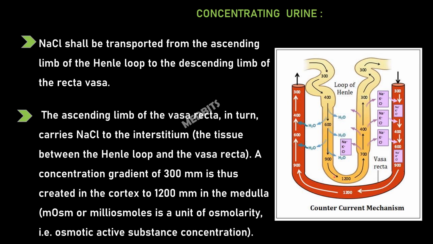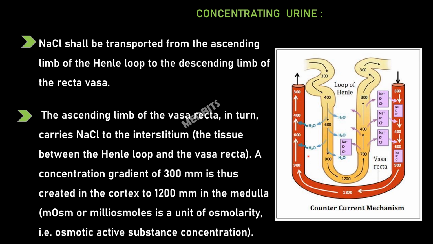Here let's talk about concentrating urine. Sodium chloride, NaCl, can be transported from the ascending limb. Previously also we talked about it. It's a bit thicker limb. Sodium chloride can be transported from the ascending loop of Henle to the descending limb of the vasa recta. Here it's shown the ions which are being transferred. Now we are talking about the ascending limb of the vasa recta.